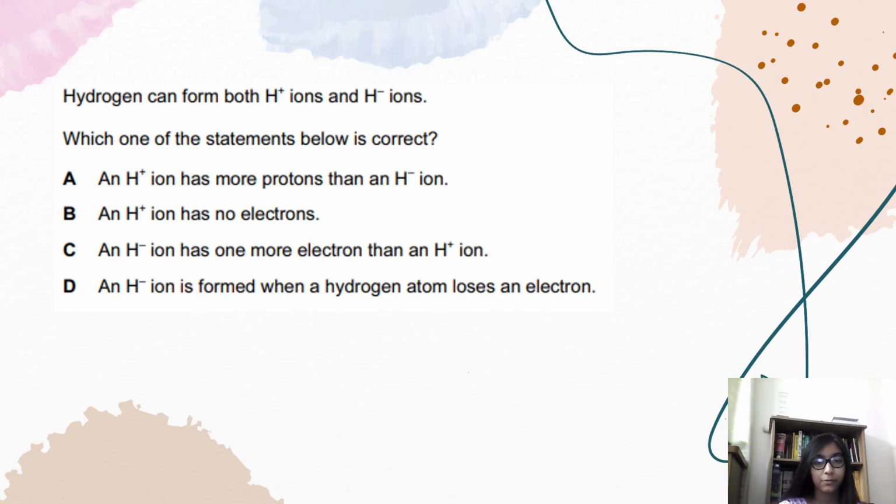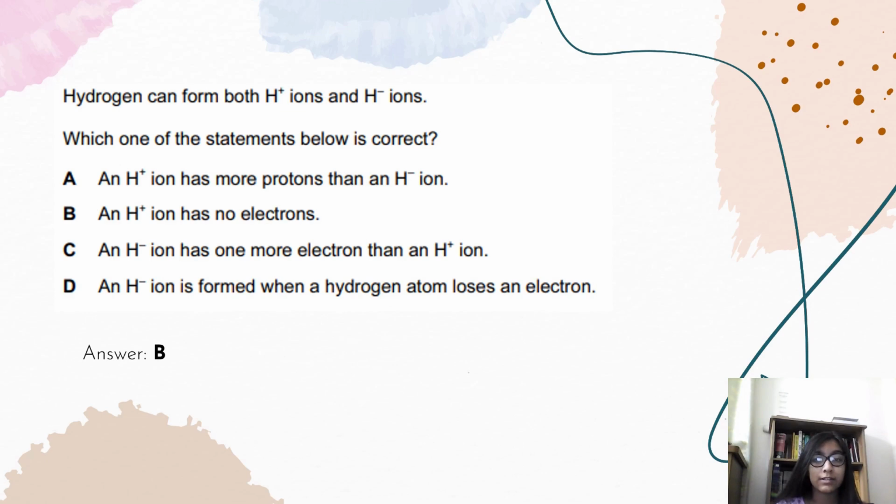Hydrogen can form both positive hydrogen ions and negative hydrogen ions. Which one of the statements below is correct? Positive hydrogen ions are formed when the hydrogen atom loses the only electron it has in its outermost shell, whereas a negative hydrogen ion is formed when the atom gains one more electron and ends up having a total of 2 electrons. Option A tells us that a positive hydrogen ion has one more proton than the negative ion, which is false, as both the ions have only one proton.